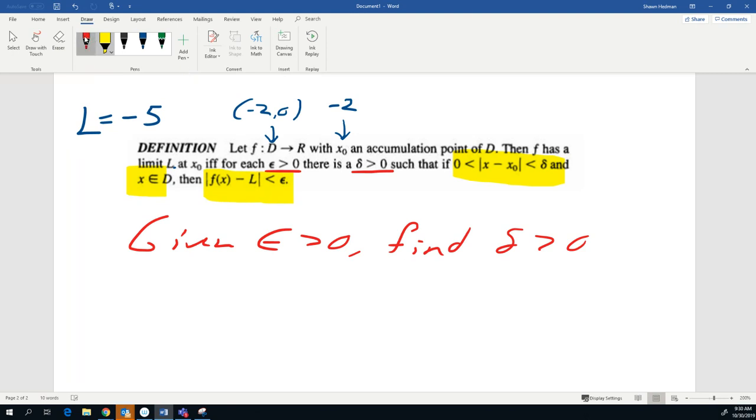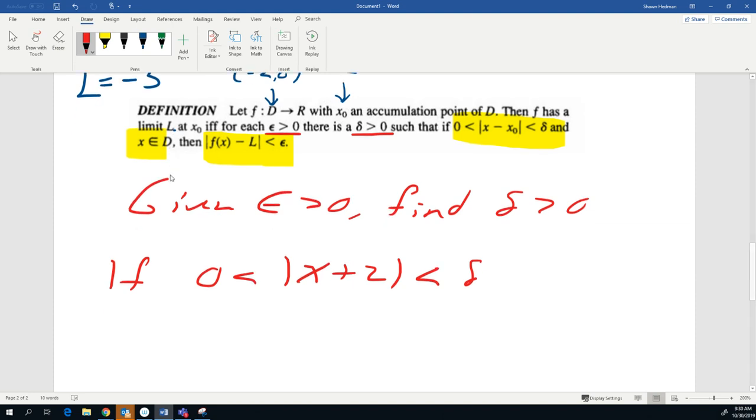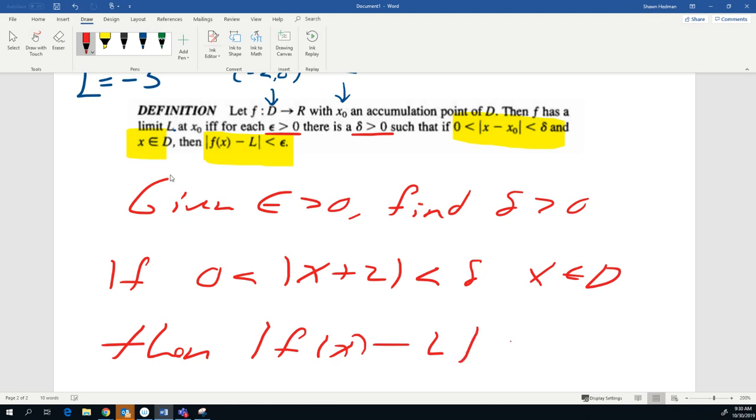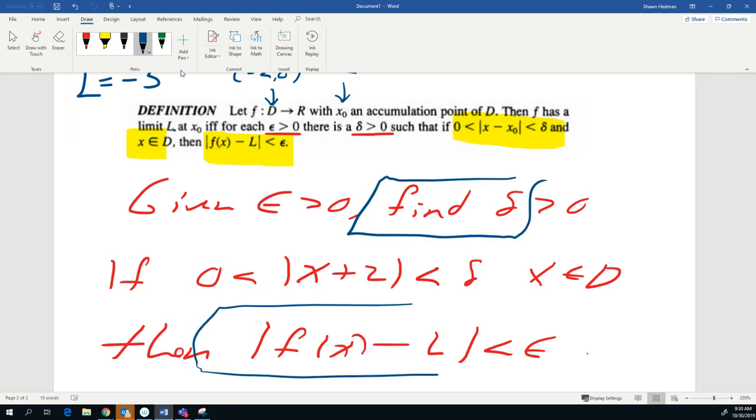So given epsilon greater than 0, our goal is to find delta, but we have this condition. I'll write it down. If 0 is less than, but I'm going to substitute in, this is the absolute value of x minus -2. X sub 0 is -2. If this is true and x is in D, then the absolute value of f of x minus L is less than epsilon. So that's what we want. We want to find delta that makes this true.